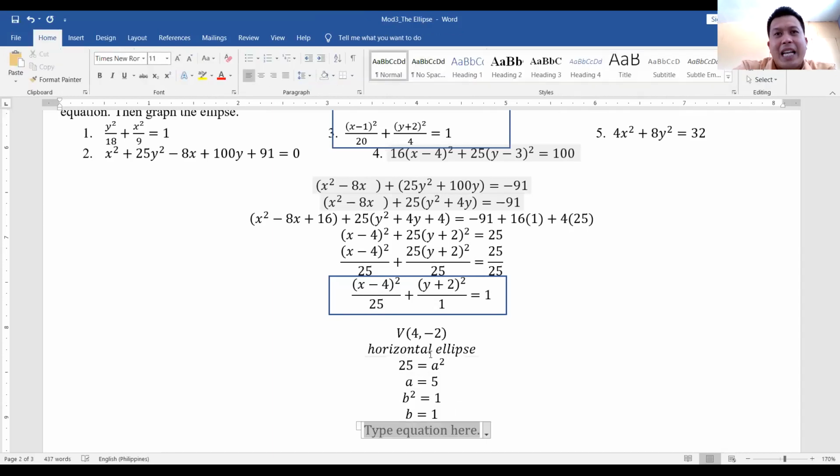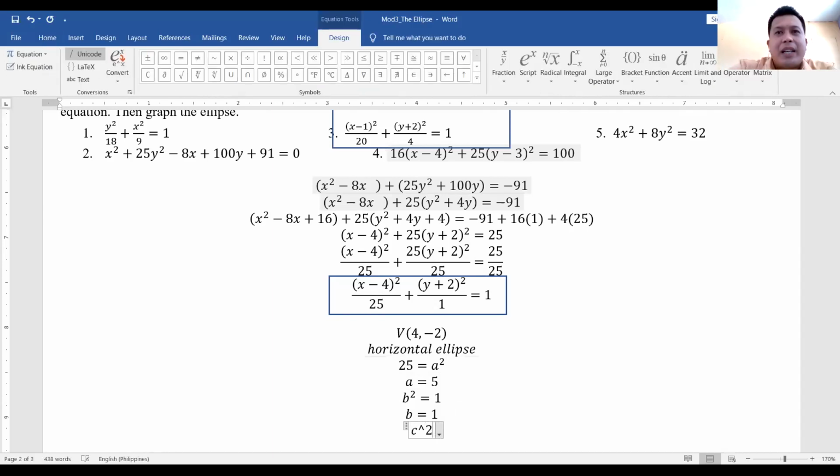Let's find the rest of the C class. From the formula, C squared is equal to A squared minus B squared. In the formula in the session that we had just a while ago, it's A squared minus B squared equals C squared. So the values there go with B squared or 5 squared minus 1 squared. And then what is 5 squared? That's 25. 1 squared is 1.